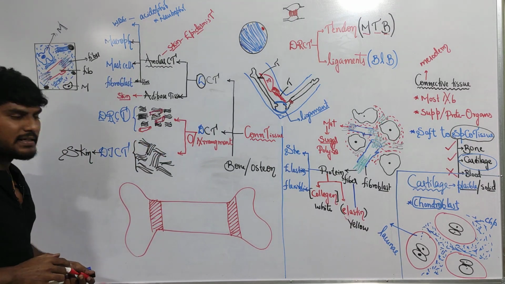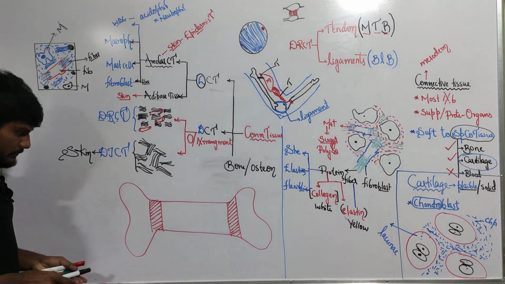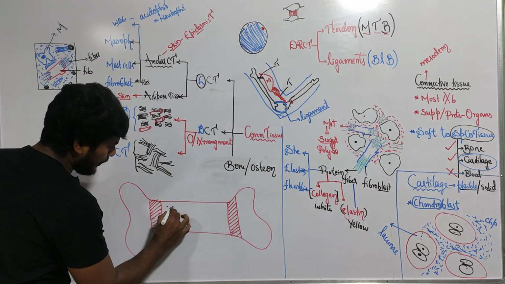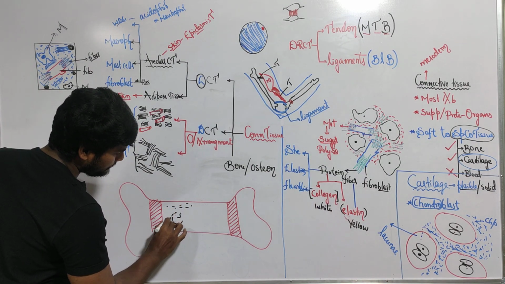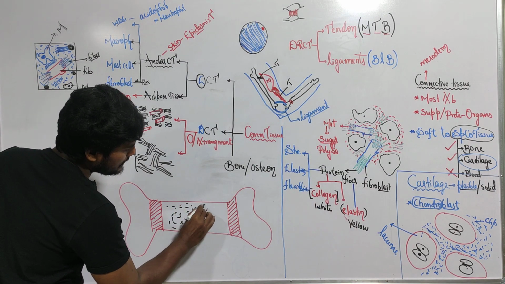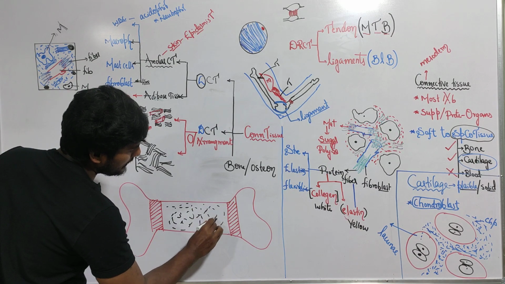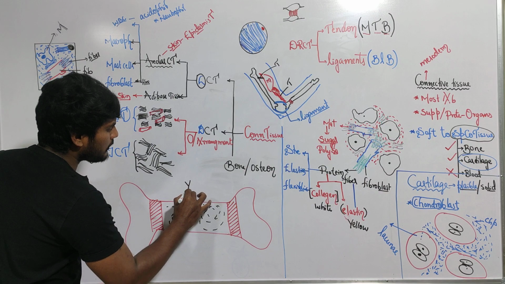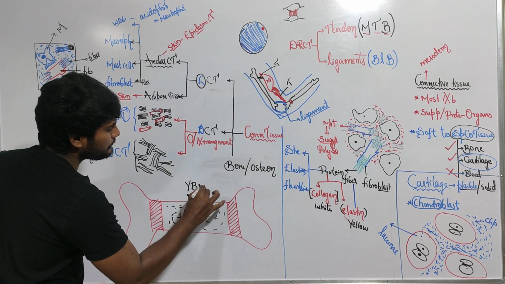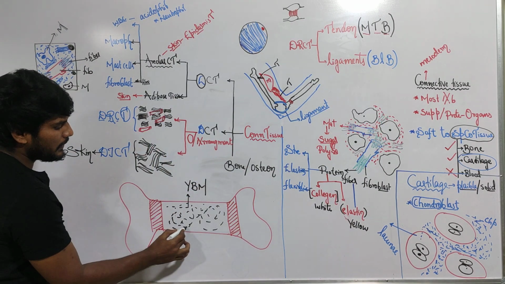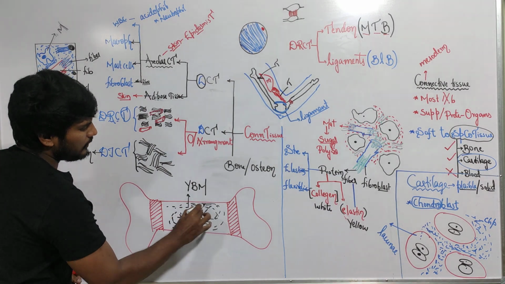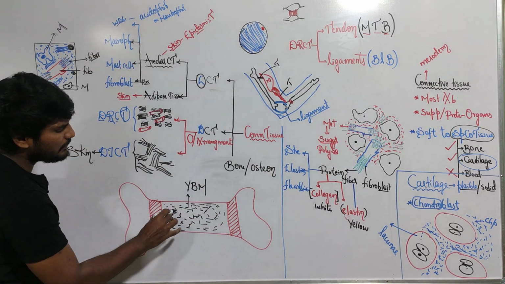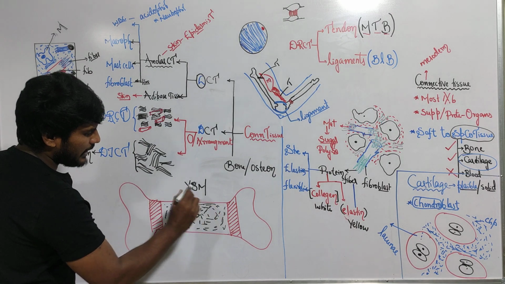Like these epiphyseal plates are present, and here all this is the bone marrow. All this is the bone marrow, and the color of this bone marrow is yellow. Because of that it is called yellow bone marrow, which is very dense. While you're eating chicken, you will feel the dark colored substance. All that is the yellow bone marrow.